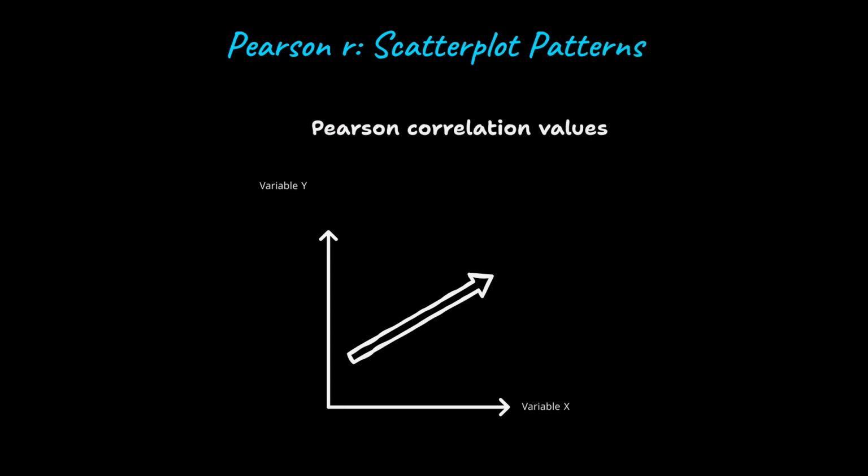Visualizing r on a scatterplot makes the concept concrete. A tight upward cloud signals a strong positive correlation. A tight downward cloud signals a strong negative correlation. And a diffuse random cloud signals no linear association at all.